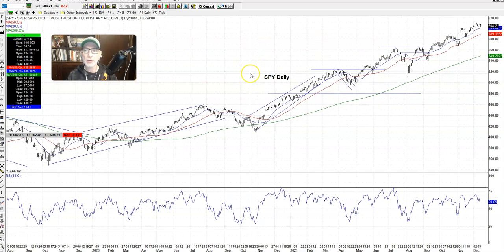Now we also have other patterns, which I'll show you as we come along and look at some of these other stocks, that repeat themselves over and over again as well.